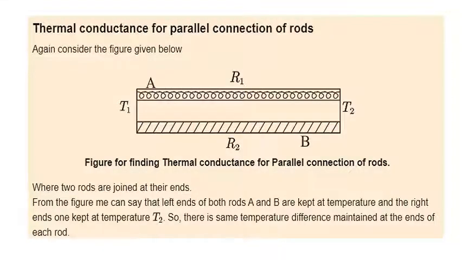For the parallel connection of rods, consider two rods joined at their ends. From the figure, you can see that the left ends of both the rods are kept at the same temperature T1 and the other ends are kept at temperature T2. So the same temperature difference is maintained at the ends of each rod. And such a type of combination is the parallel combination of the rods.